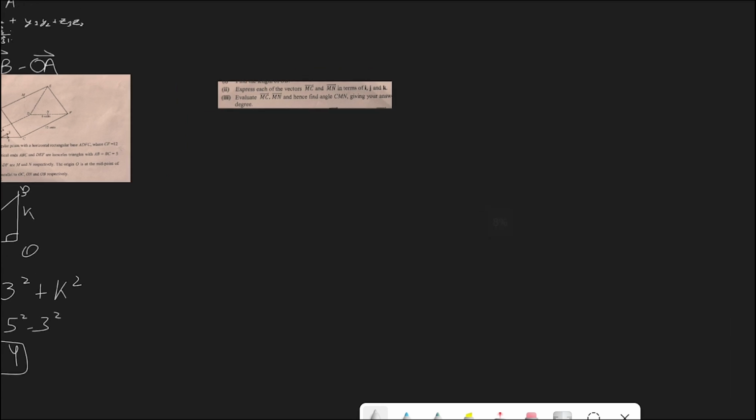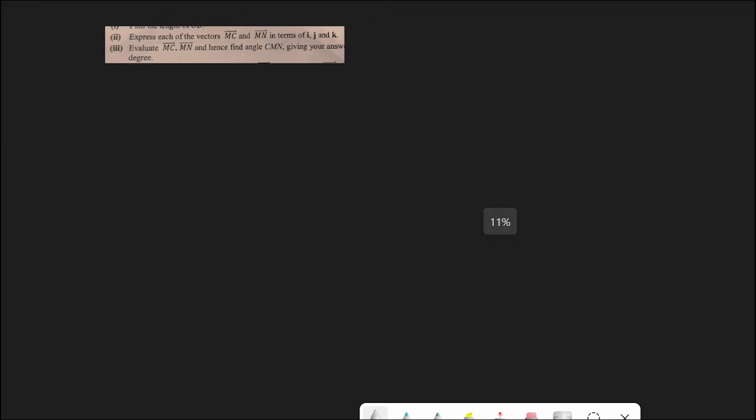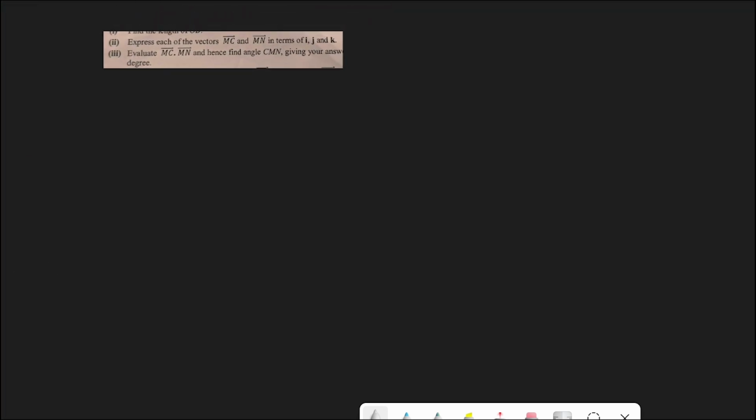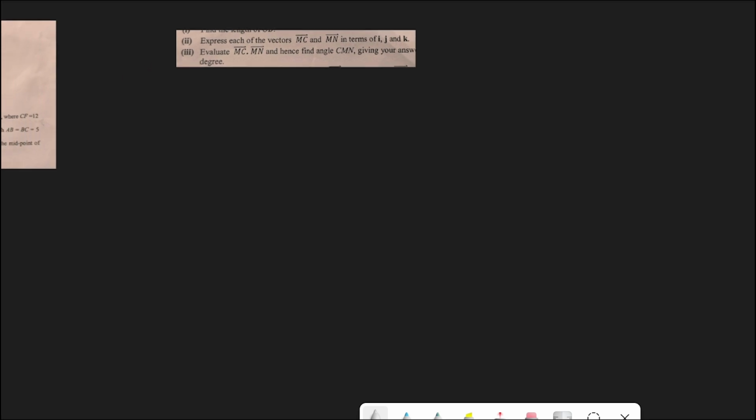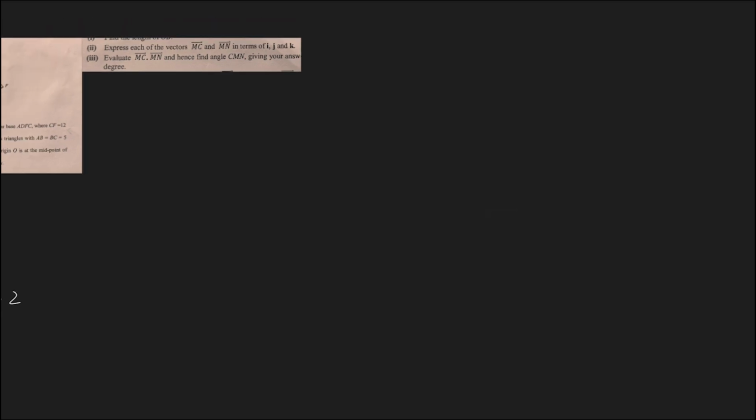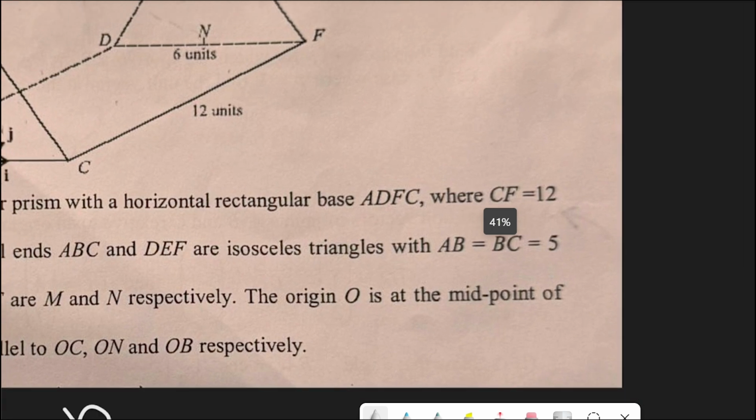Now going on to the second part. Express each of the vectors MC and MN in terms of i, j, and k. Let me just bring it over here. First, let's represent MC in terms of i, j, and k. So MC would be over here. This is MC.